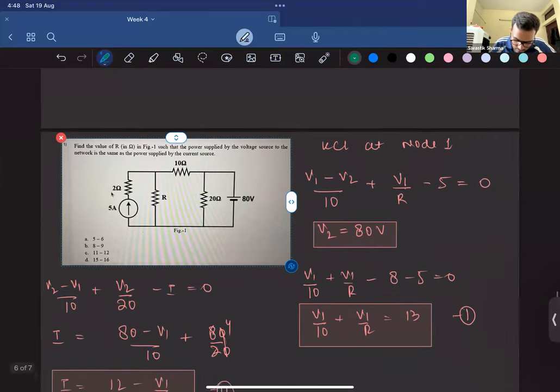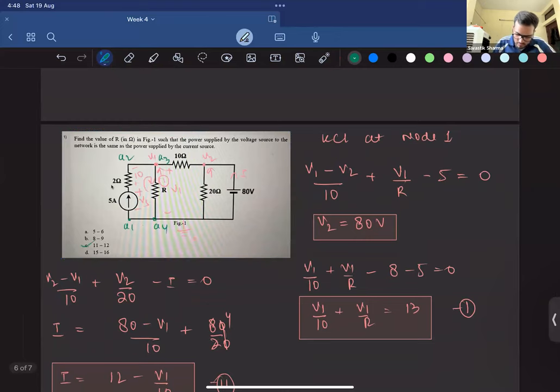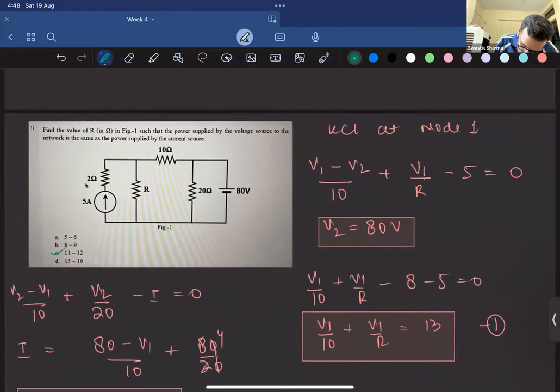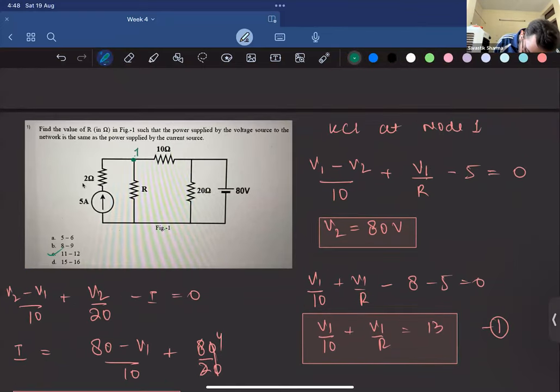So what we did, we removed all of this. So we took two nodes. This is node 1 and this is node 2, right? And we assigned V1 and V2 to these two nodes. Okay, she left. Okay, but then I'll continue. So what we did, we applied KCL at this node 1. Right? So we got the following equation.